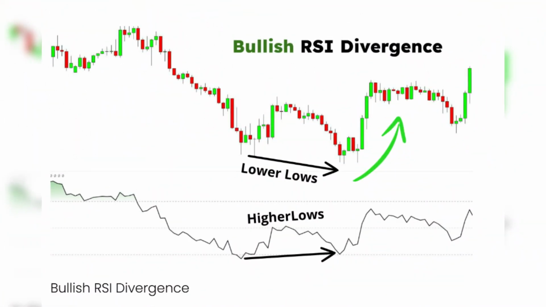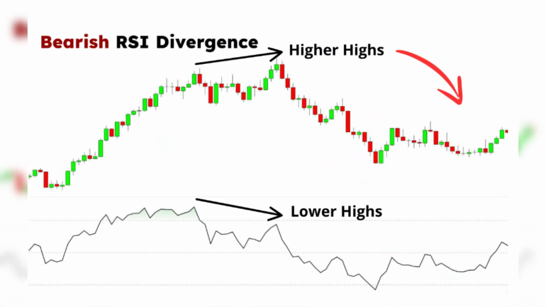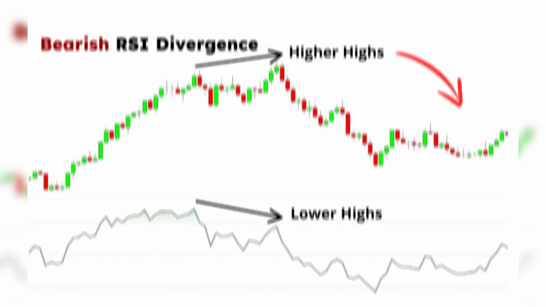Spot divergences. Divergences occur when the price movement and RSI move in opposite directions. Bullish divergence. The price makes a lower low, but the RSI makes a higher low, suggesting potential upward momentum. Bearish divergence. The price makes a higher high, but the RSI forms a lower high, indicating possible downward pressure.